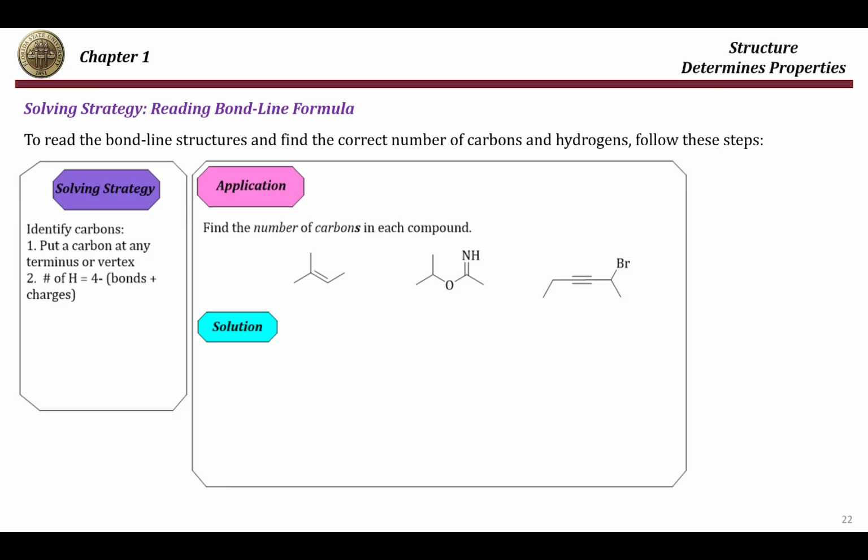In the next video, I will show you a solving strategy that can be used for converting bond line structures into structural formulas, or sometimes what we refer to as reading a bond line structure. So by just looking at the bond line structure, you will know how many carbons we have and how many hydrogens we have at each carbon.